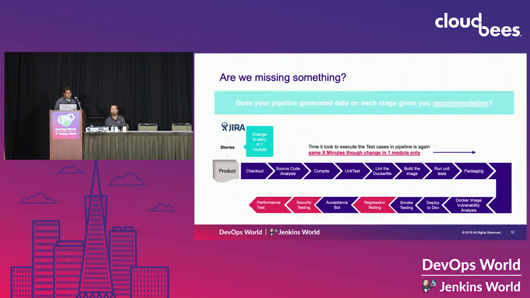Think about it this way: all this data that we are collecting, right? Everything is generating logs. Each and every tool that you have in your stages is generating some kind of log, or some kind of metadata that is available every time it runs. So when you do that, are you actually harnessing that data to get recommendations? So that's one thing, right?